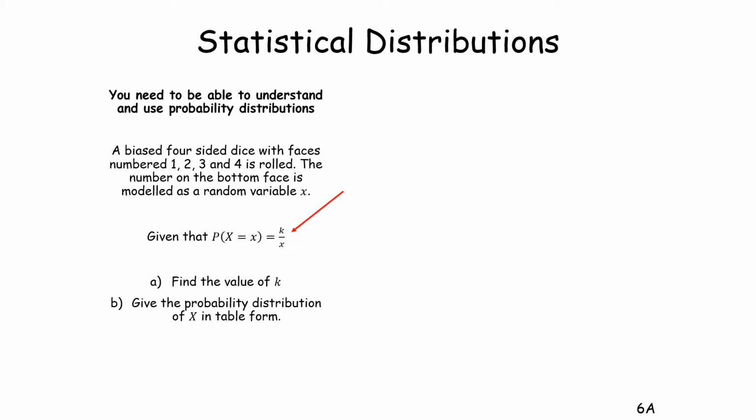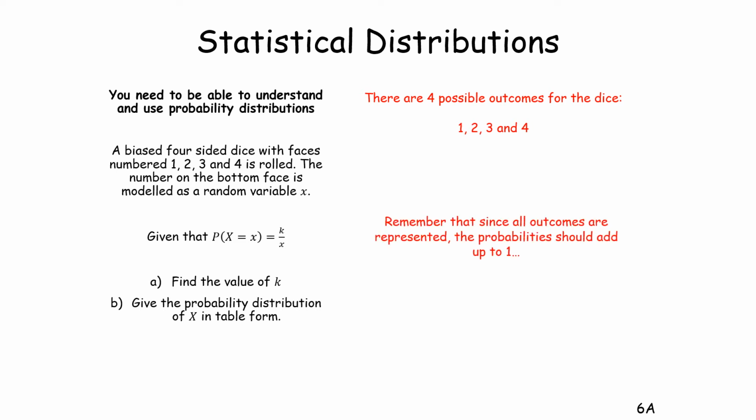So we're told that the probability of capital X equal to x is k over x. Think about this: you're being told the probability of the number being rolled is equal to k divided by that number, and that's the x at the bottom. So there are 4 possible outcomes for this die: 1, 2, 3, and 4. Remember that since all outcomes are represented, the probability should always add up to 1.